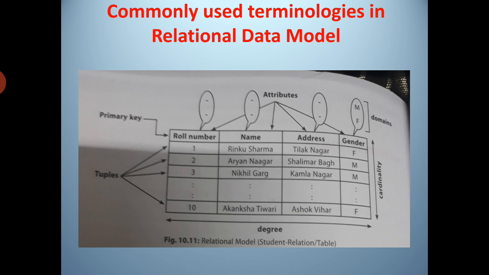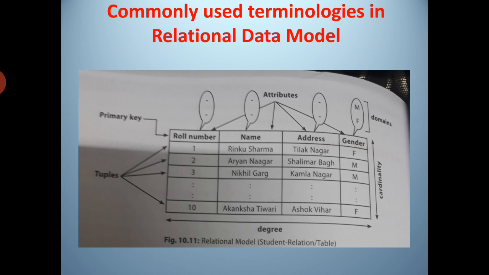Tuple. Each row of data in a relation is called a tuple. It is also called a row or a record. A single entry in a table is called a record or row. A record in a table represents a set of related data. Domain. It defines the kind of data represented by the attribute. It is the set of all possible values that an attribute may contain.